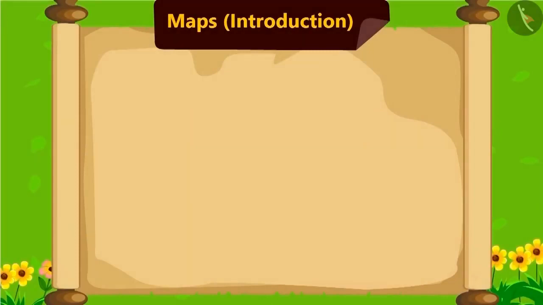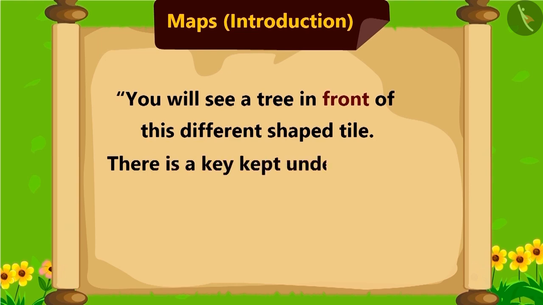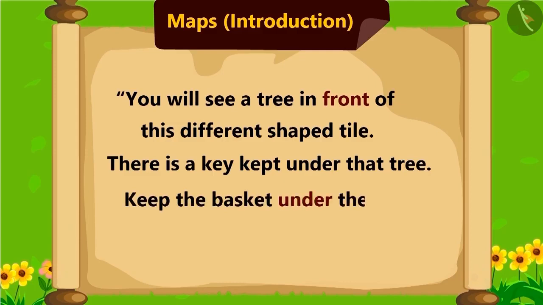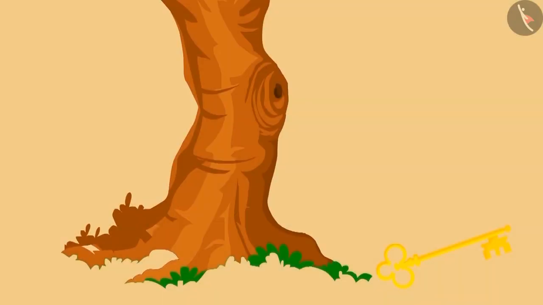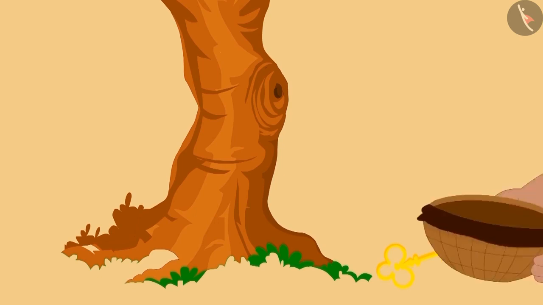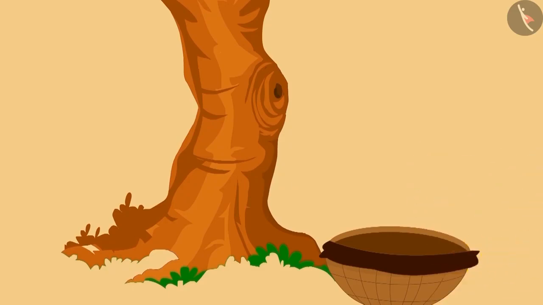Now Bablu read the instructions further. You will see a tree in front of this different shaped tile. There is kept a key under that tree. Keep the basket under the tree. Take the key and turn right. Bablu kept the basket under the tree and turned right as mentioned.